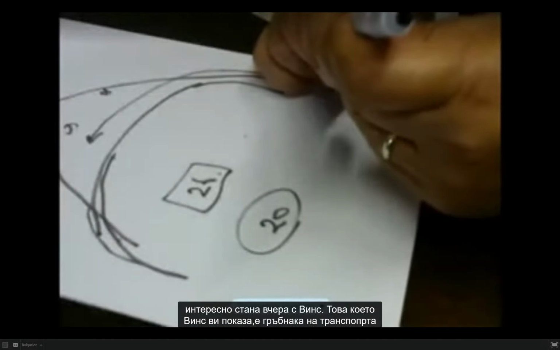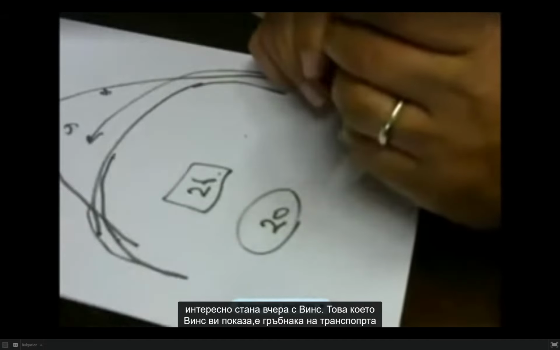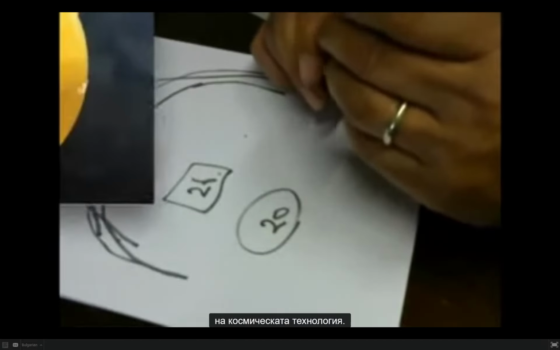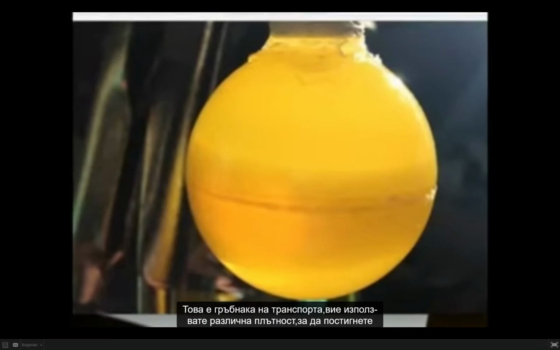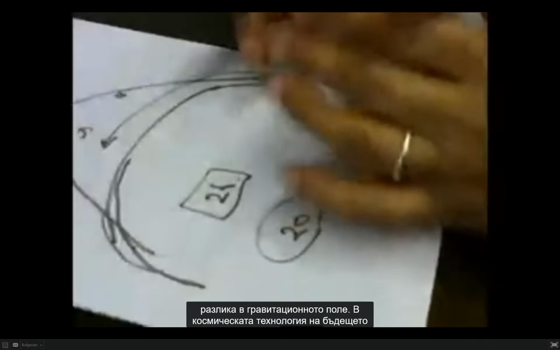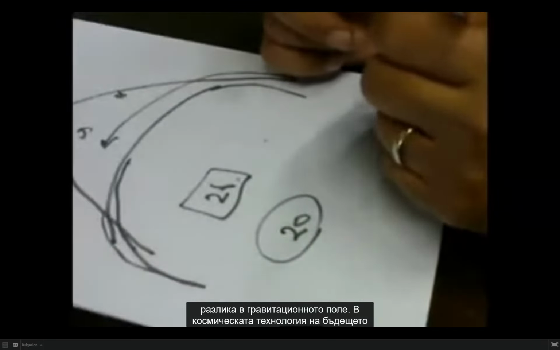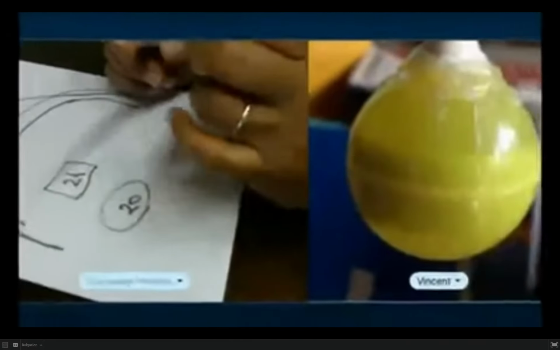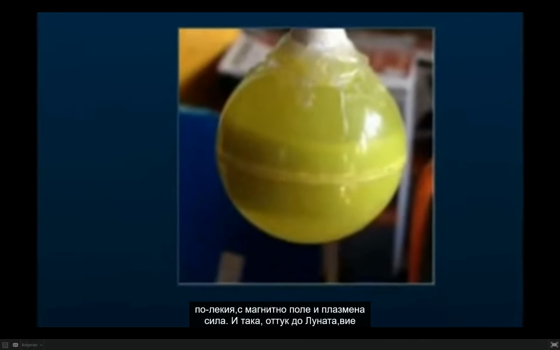Something very interesting happened yesterday with Vince. What Vince has shown is the backbone of the space technology transportation. Sorry about that, Greg. There's the backbone of the transportation. You use different densities to achieve gravitational field difference. In the space technology of the future, you do the same. You choose a softer first and then you go to heavier. Or you go for a fast travel, you go to the heavier and then you go to lighter.